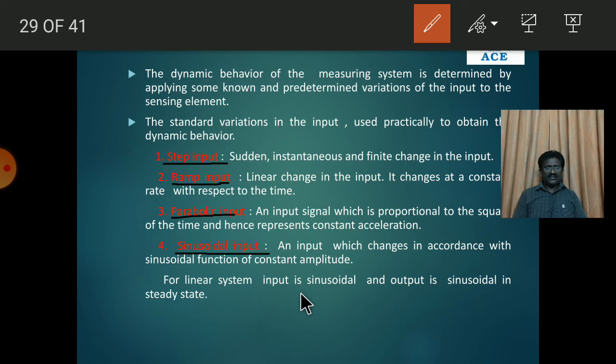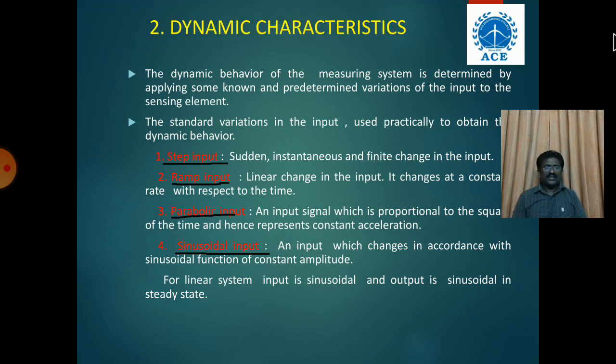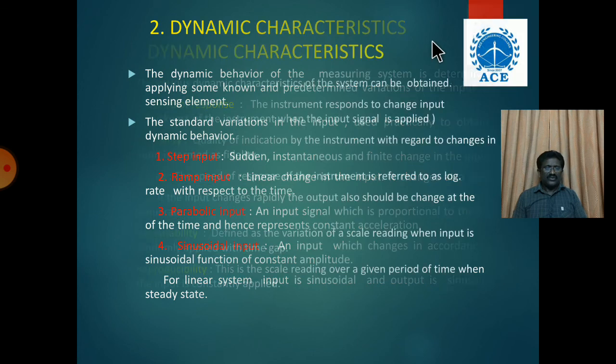So generally, suppose one system is there, the system is given input and the output is in the form of a sine wave. Now we can say our system is perfect. Actually, generally for a linear system, input is sinusoidal and output is also sinusoidal in steady state. So these are the values to explain dynamic characteristics.